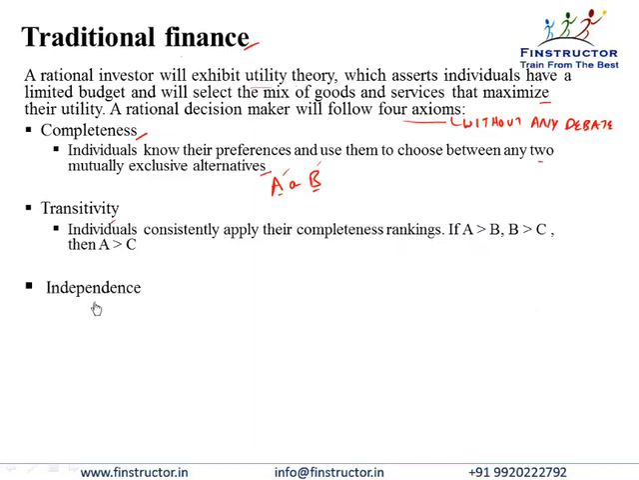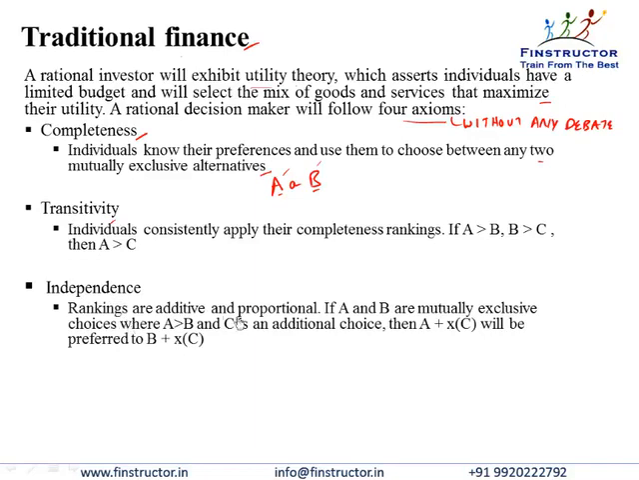It includes independence. That is, rankings are additive and proportional. So if A and B are mutually exclusive choices where A is preferred over B and C is an additional choice that gives us some return, then adding some part of C to both A as well as B will not change my preference. So A plus X into C will still be preferred over B plus X into C.